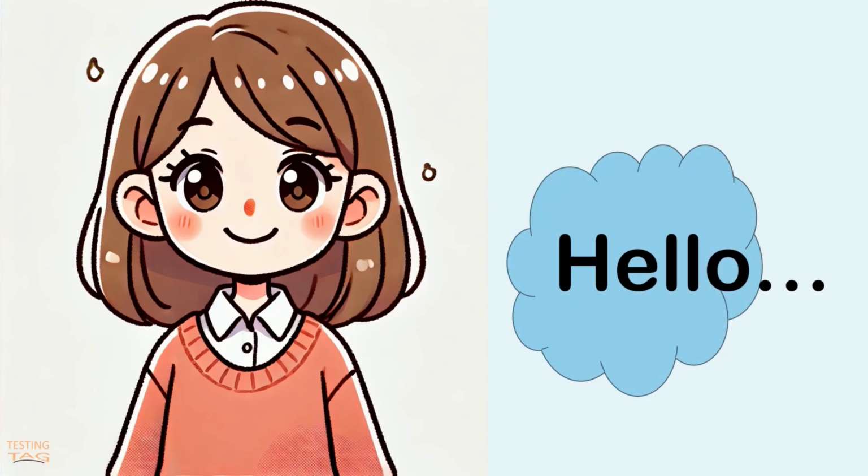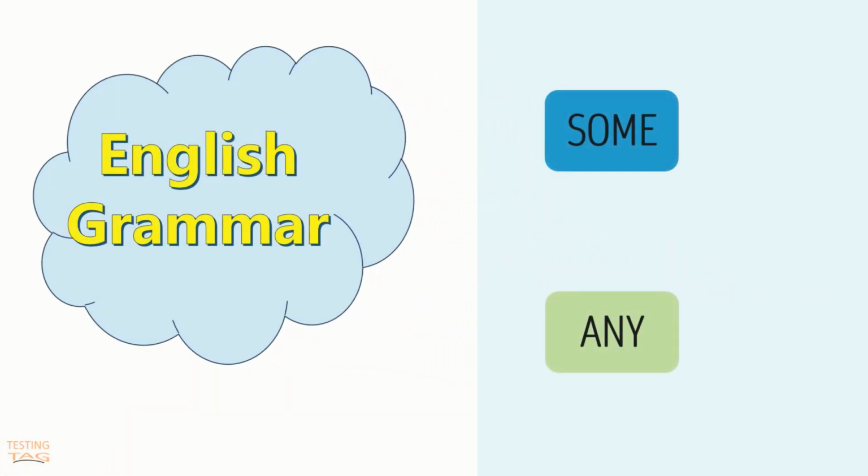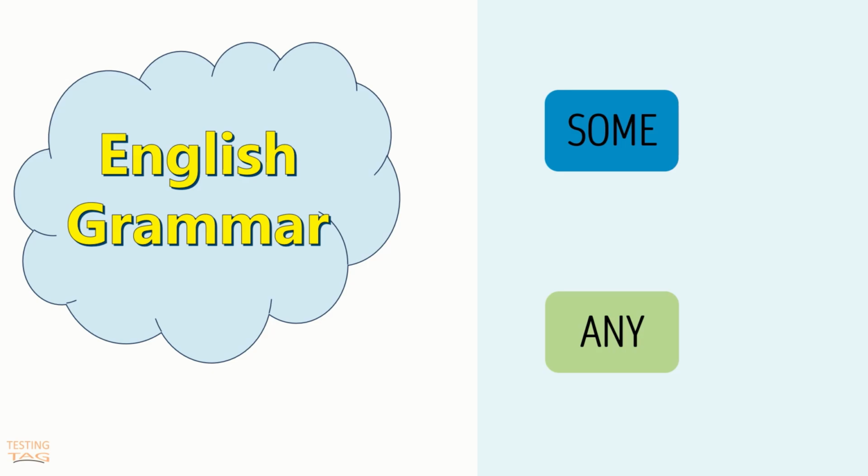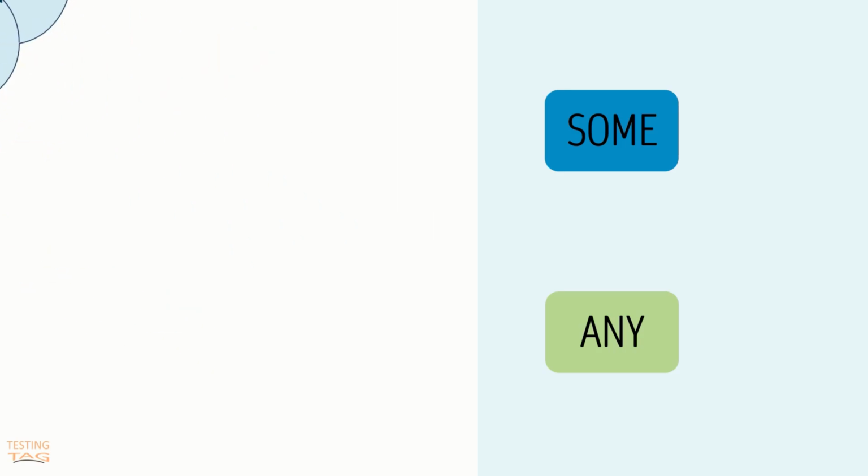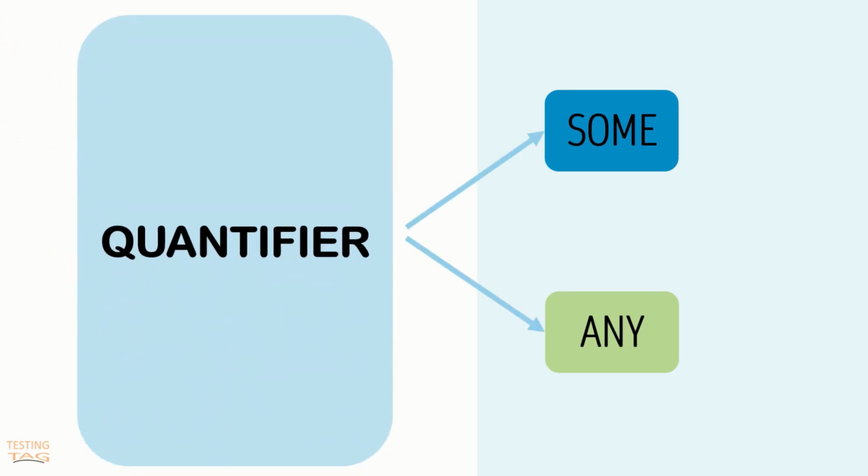In this video, we will learn how to use some and any in English grammar. Some and any, these words are called quantifiers. They tell us about the amount of something.